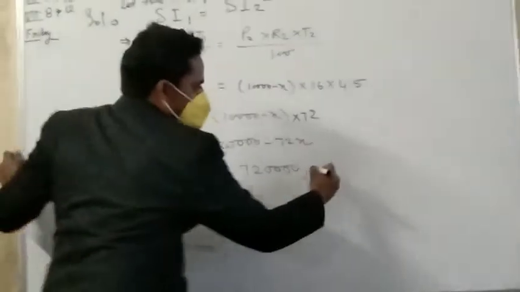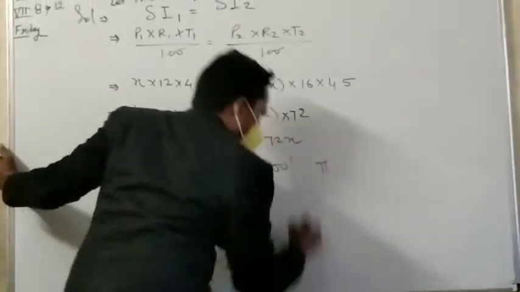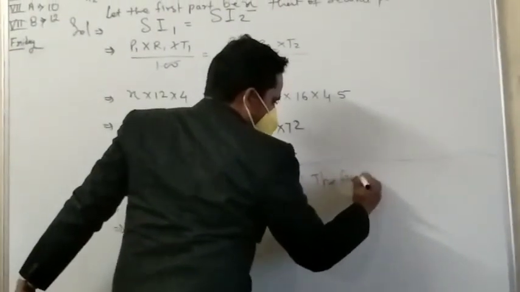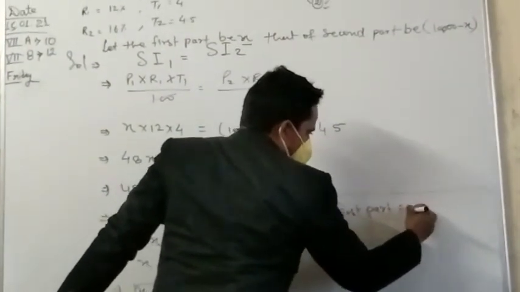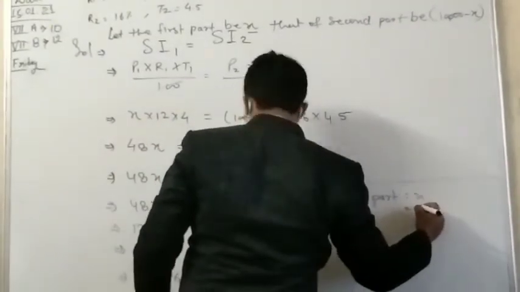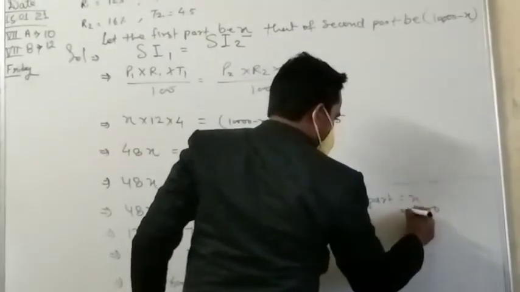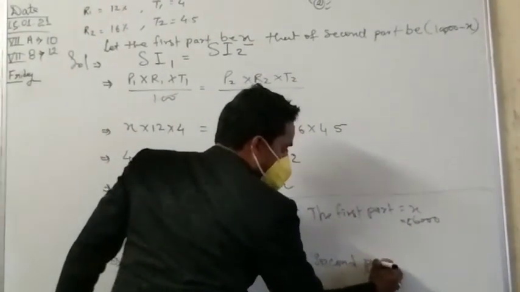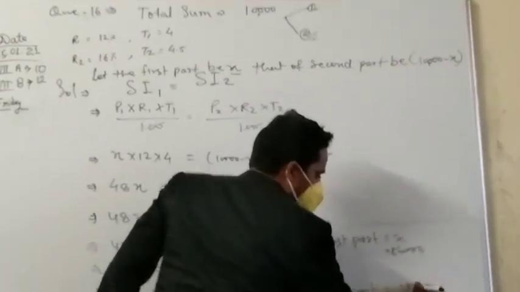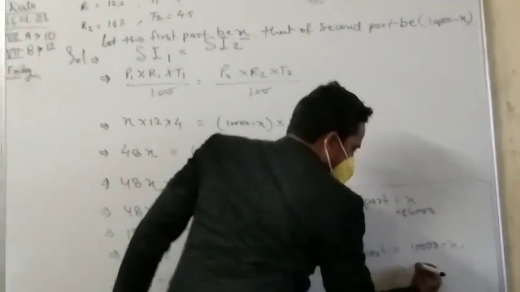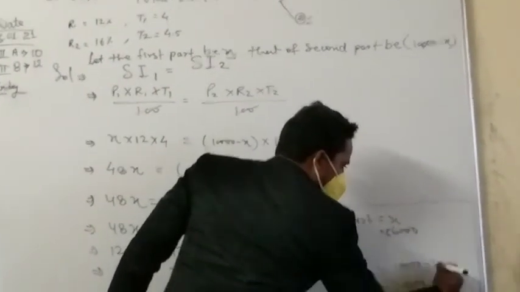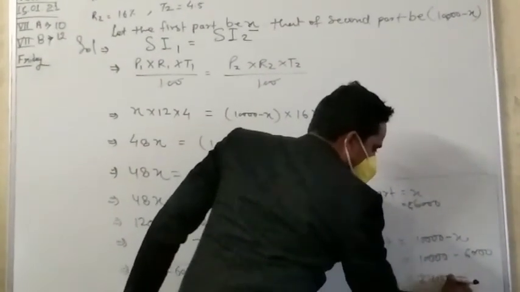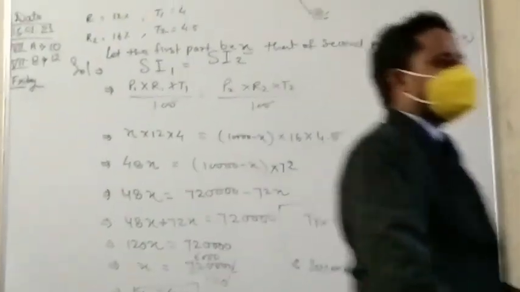So we can say, separately write it, the first part is equal to x, that is 6,000 rupees, and the second part is equal to 10,000 minus x, that will be 10,000 minus the value of x, that is 6,000. It will be rupees 4,000. These are the two parts of that sum.